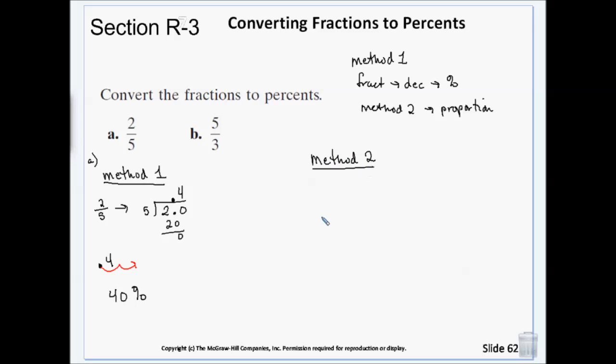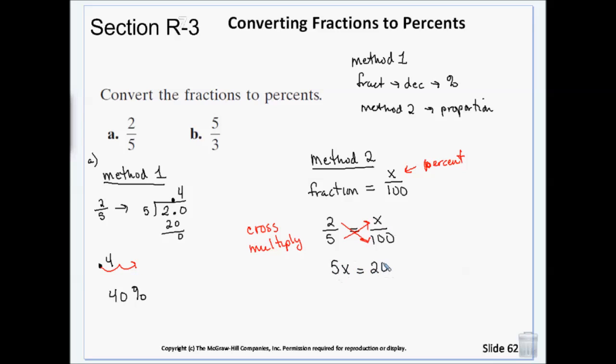Method 2 involves taking your fraction and setting it equal to x over 100, and x is going to be your percent. And it's always x over 100. And what we do is we take 2/5 is equal to x over 100. And then you're going to cross multiply. So I have 5 times x and 2 times 100. So I have 5x is equal to 200.